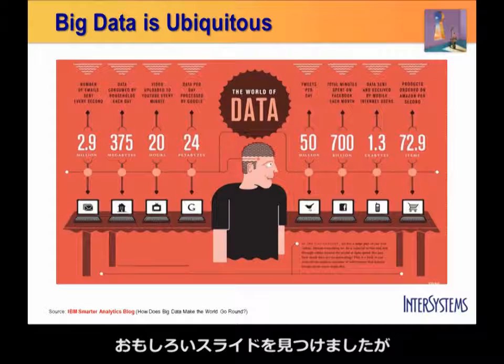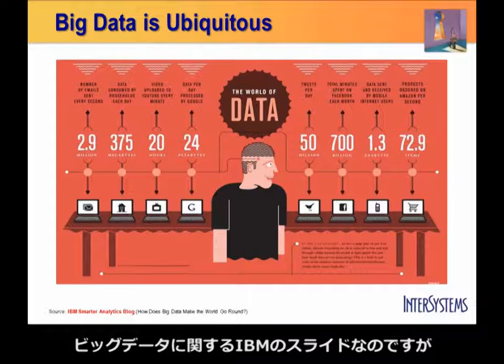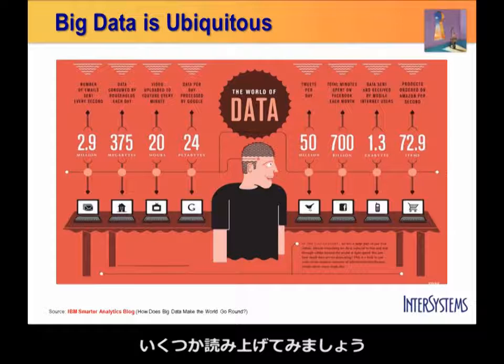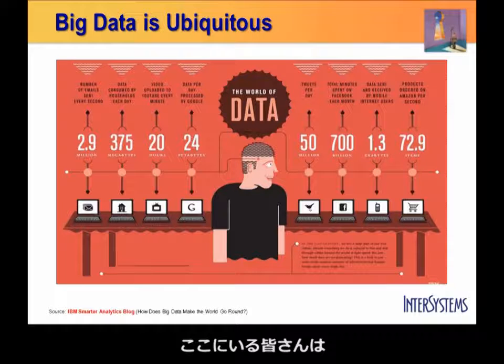Okay, I found this slide. You won't be able to read some of the words here because it's kind of small. But I like this graphic. This is a slide from IBM. I'm just going to read out a few things here that give you an idea about what big data really means. The first thing says that there's 2.9 million emails sent every second worldwide. Every second, 2.9 million emails. Okay, I know none of you are sending emails right now because you're all listening to me nicely.